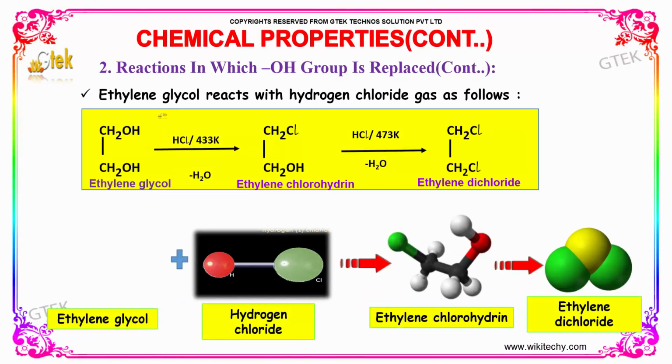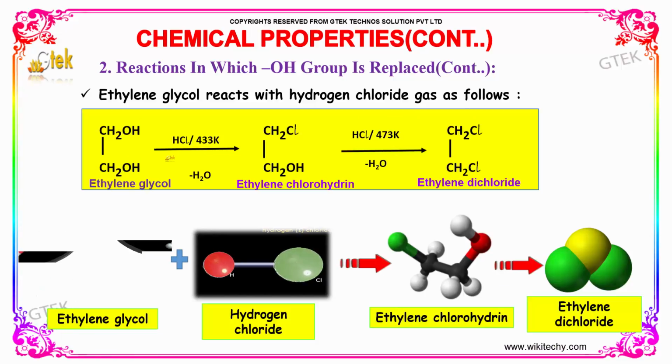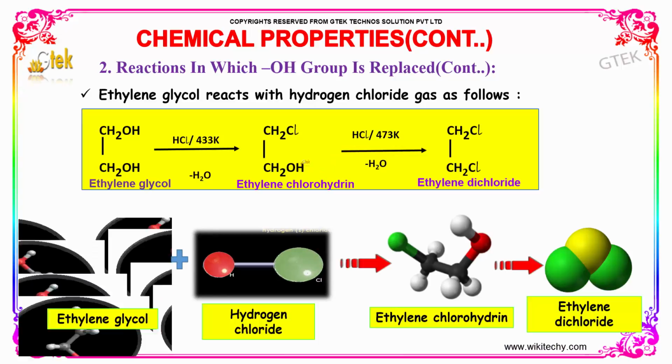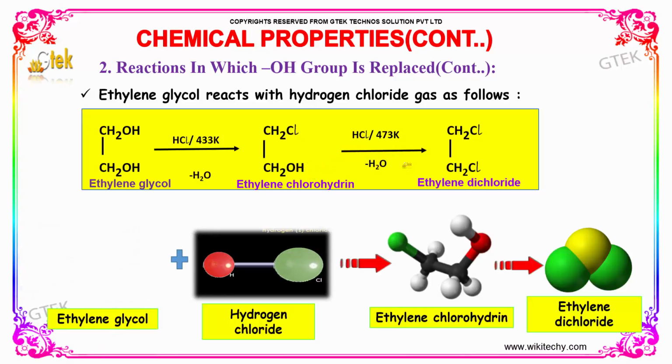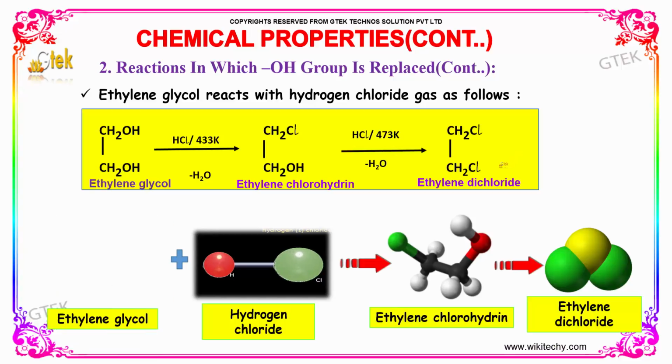Furthermore, ethylene glycol reacts with hydrogen chloride gas as follows. Ethylene glycol on addition of hydrochloric acid at 433 Kelvin loses a water molecule from here, thus forming ethylene chlorohydrin. Ethylene chlorohydrin on addition of hydrochloric acid at 473 Kelvin furthermore loses this OH group and forms water as a side product, and thus the main product formed is ethylene dichloride.